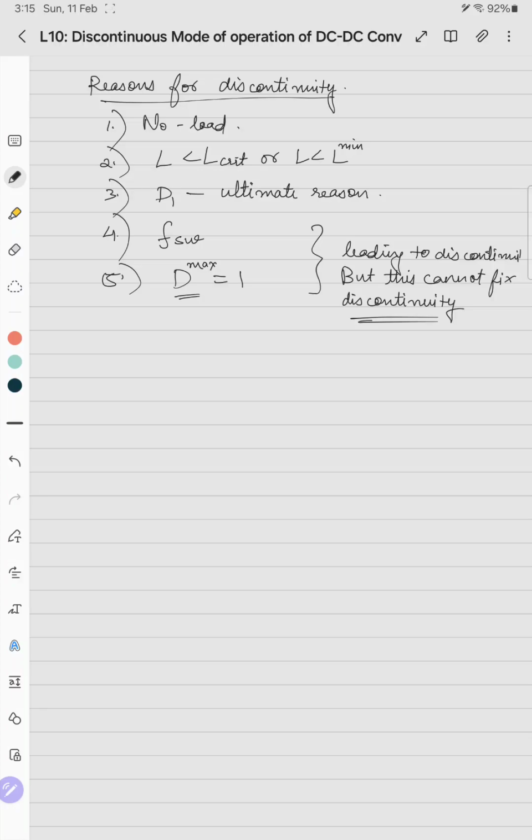If instead of making D max as 1, you make D max as 0.7, then the range of continuity will be more, given that the converter still operates at no load condition. The range for which you can get a continuous mode of operation is increased, but you cannot get rid of discontinuity. If you replace the diode with a switch, then discontinuity is gone. Whatever may be the load, inductance, duty ratio and switching frequency, it is gone. So the ultimate reason is D1 and the ultimate solution is also D1. These are the reasons for discontinuity.